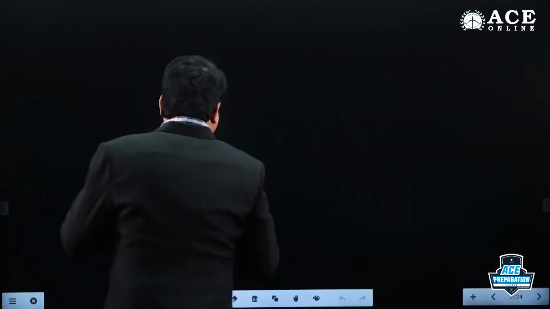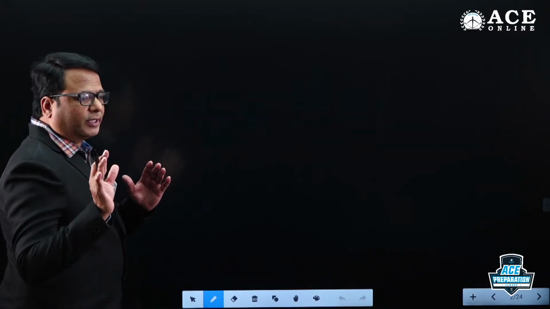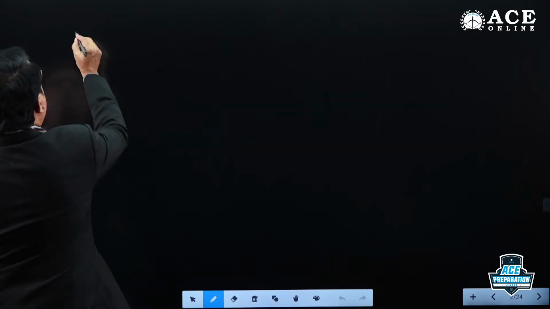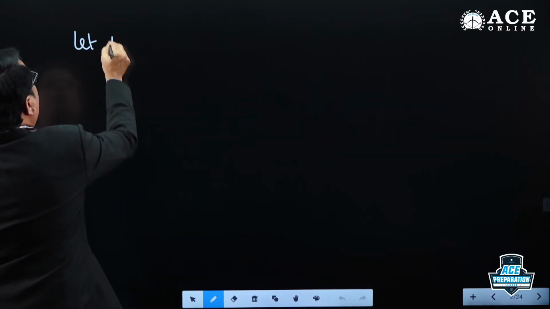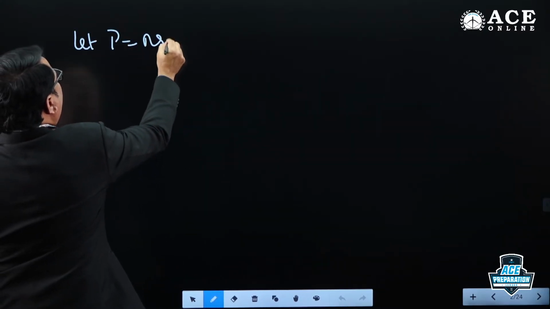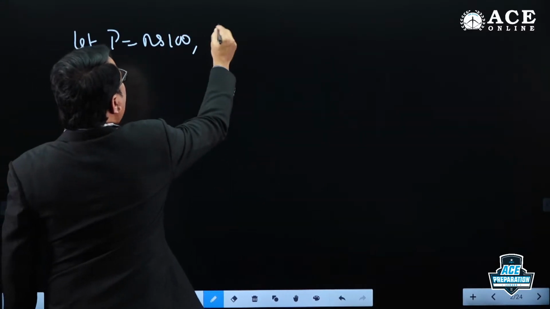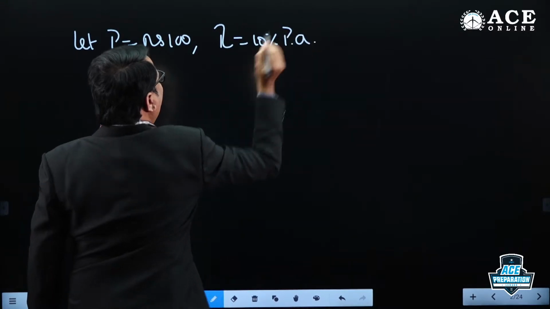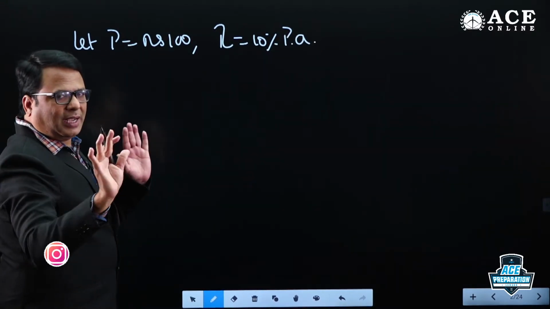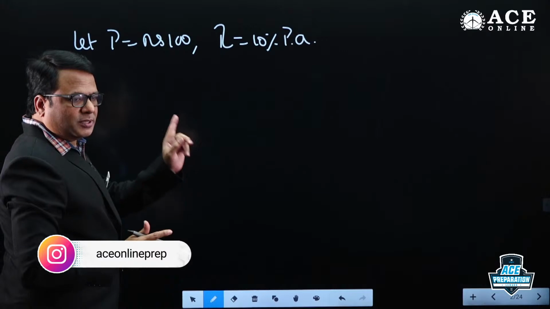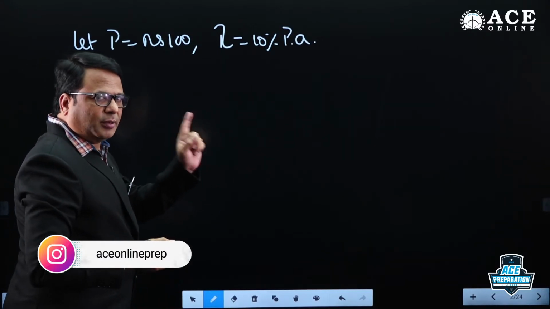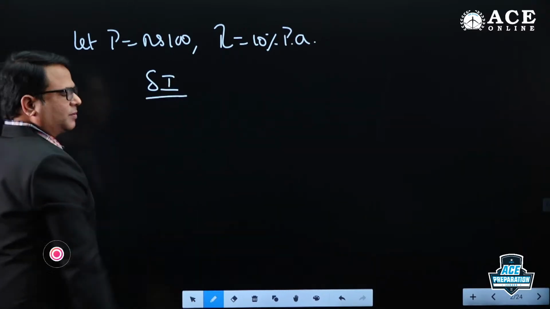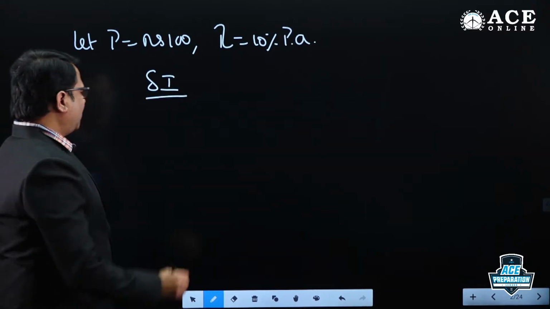Now, I will explain what is simple interest and what is compound interest by taking a simple example. Let principal equal rupees 100. Rate of interest is 10% per annum. So these are my assumptions. Principal 100 rupees, rate of interest 10% per annum. First I will calculate simple interest.